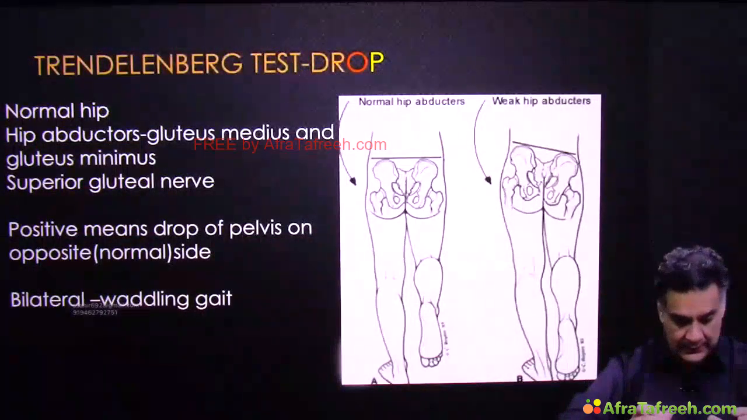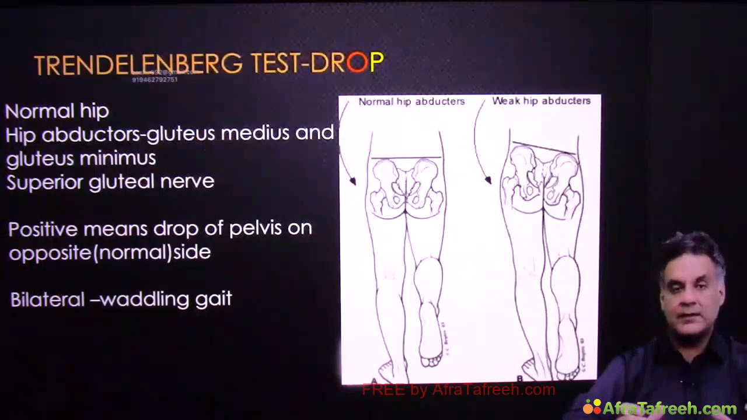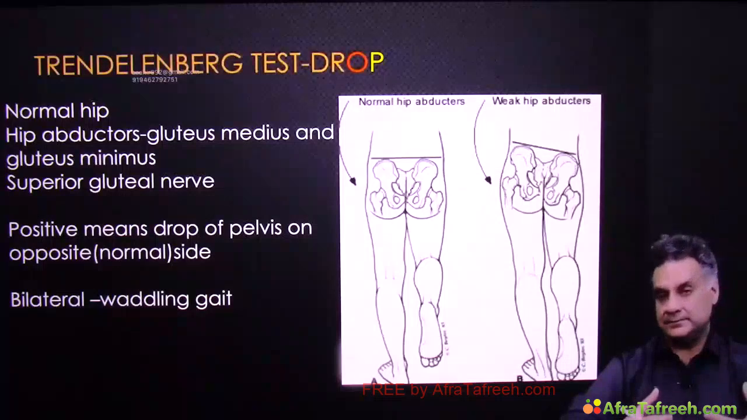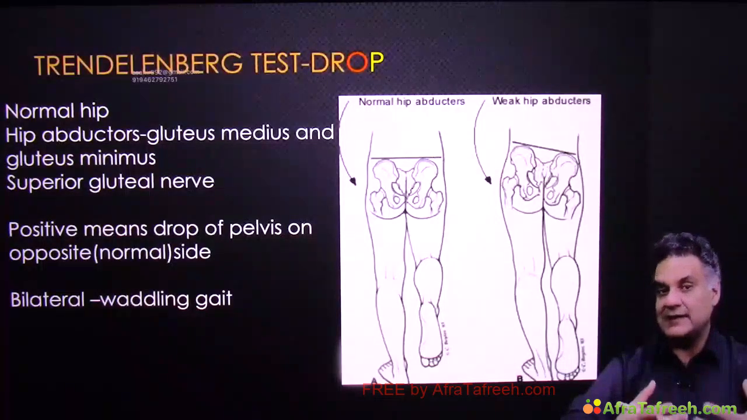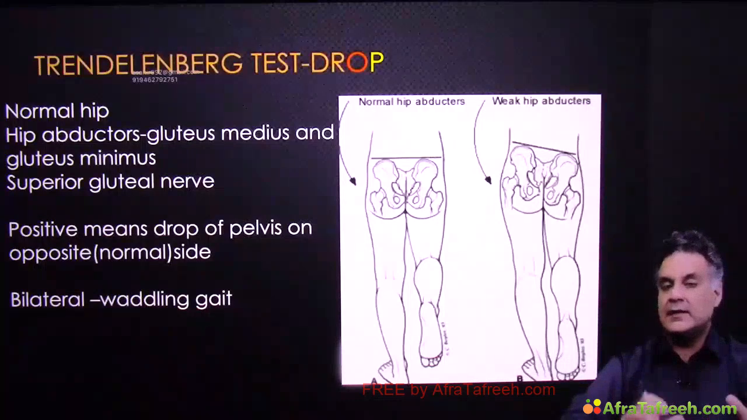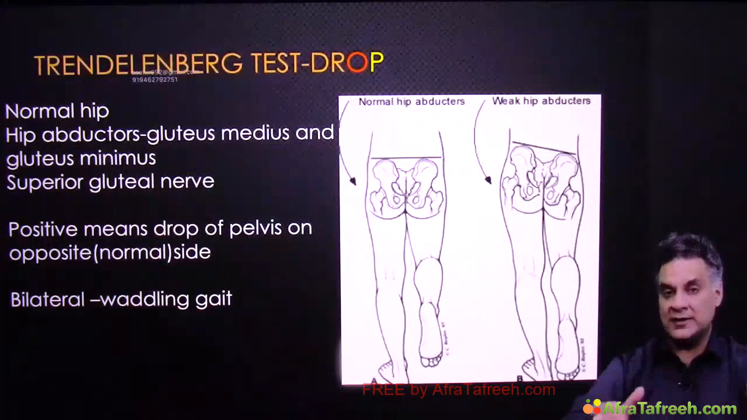Coming to the lower limb, when you look at the Trendelenburg test, it talks about the stability of the hip joint. Our hip joint is stable on what all things?